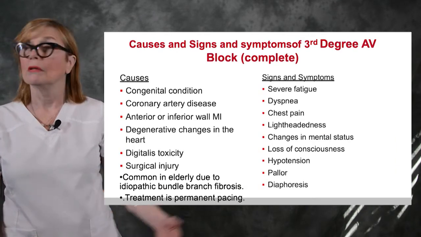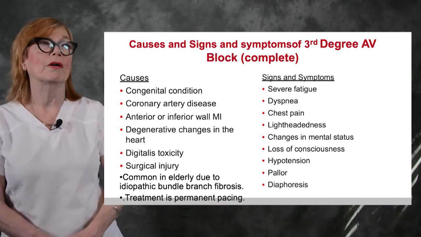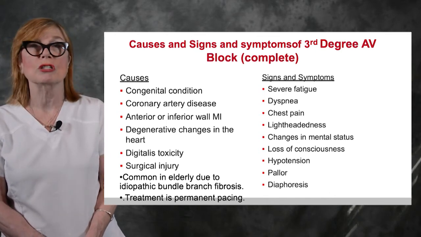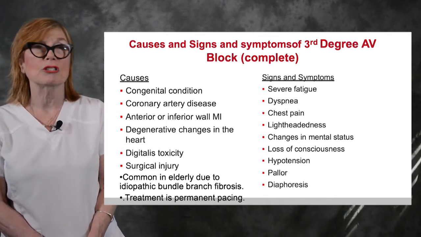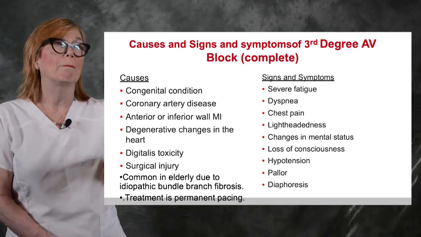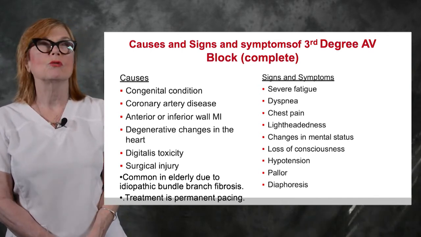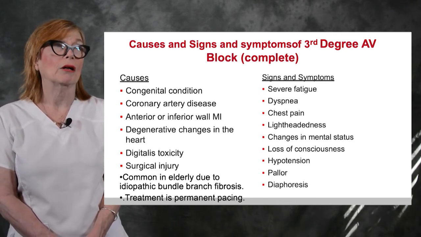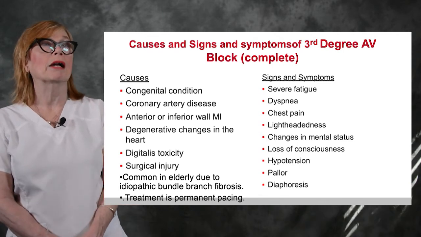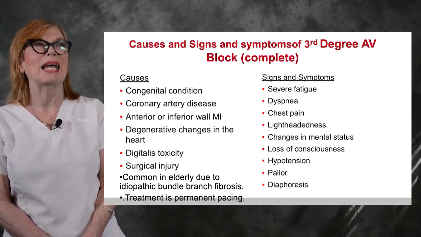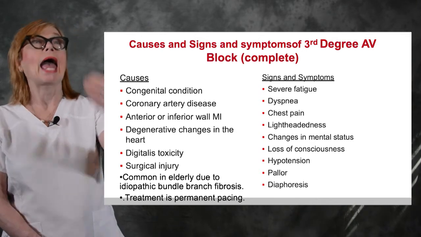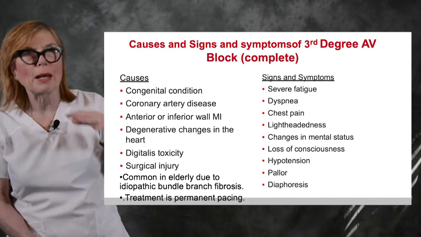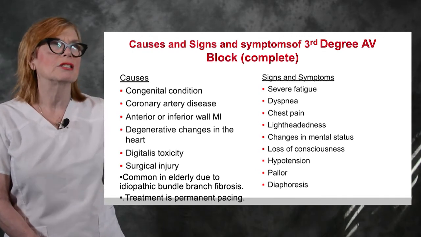So, causes: either anterior or inferior infarct, digitalis toxicity, surgical injury. Very common to see this in patients who are elderly, and particularly in patients who have 1 or 2 bundle branch blocks. The treatment is one thing only, and that's permanent pacing. They need a permanent pacemaker. So while you're waiting for a permanent pacemaker, of course, you will do transcutaneous pacing. And you need to be aware that atropine, epinephrine, isoprel, none of that's going to work here. You need to pace, and you need to do it soon before the patient is asystolic.